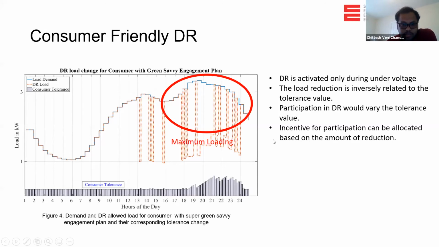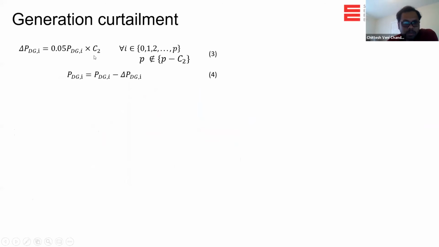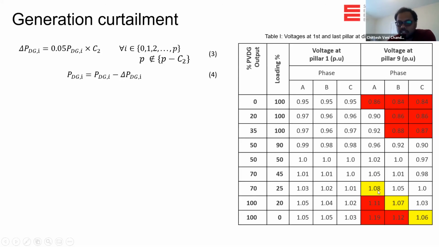Now, this was the maximum loading scenario. For generation curtailment, we already know that the last node is the one we want to monitor, so we applied the same principle. Each time we reduce the generation at that node by 5%. All the consumers who have a PV generator connected to node J, the last node, would have to curtail 5% when there is an over voltage.